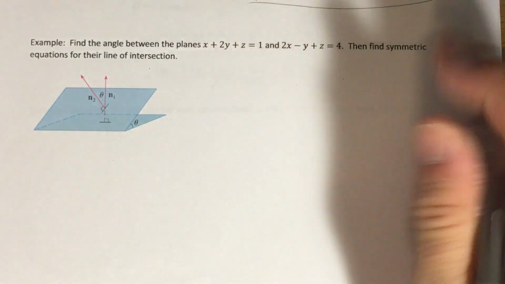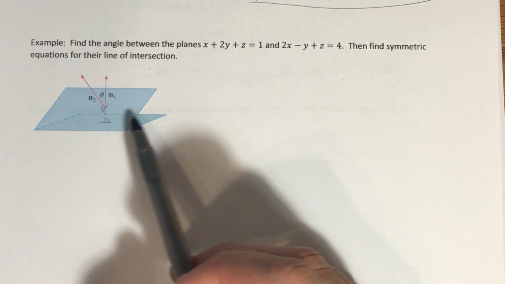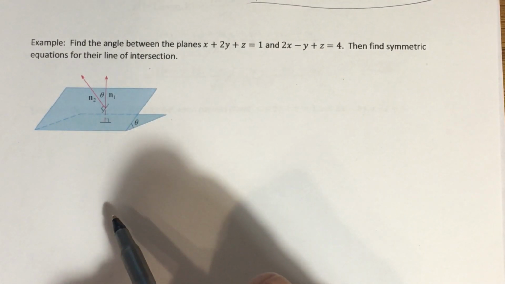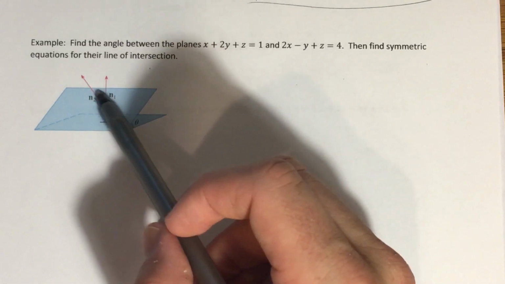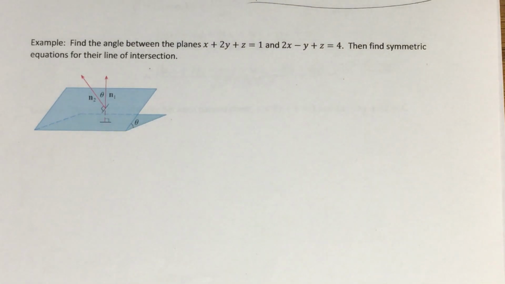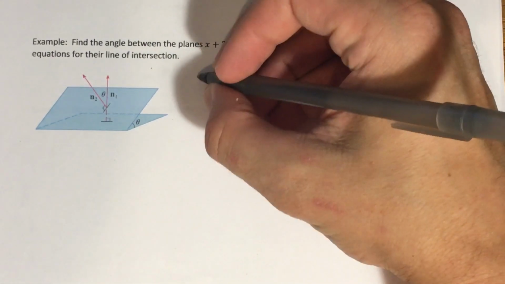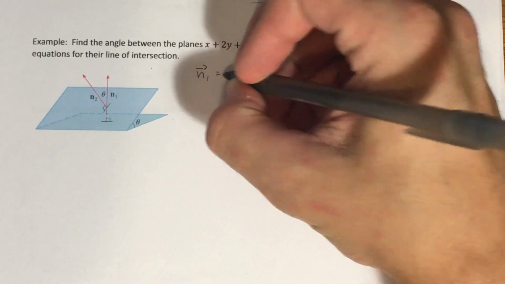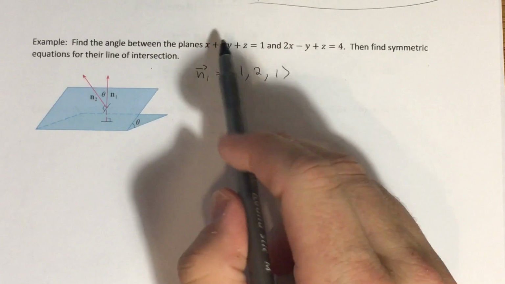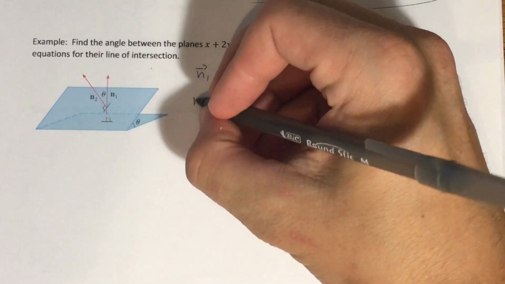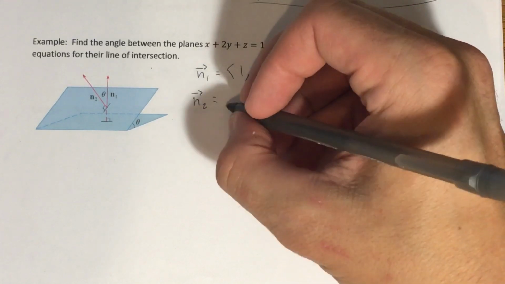See if you can convince yourself why that's the case. But it should be fairly easy to see why these two angles need to be equal to each other. So finding the angle between these two planes is the same thing as finding the angle between the normal vectors, and that's easier to do because I can find the normal vectors readily here. n1 is equal to (1, 2, 1). It's the coefficients on my x, y, and z, remember? n2 is (2, negative 1, 1).